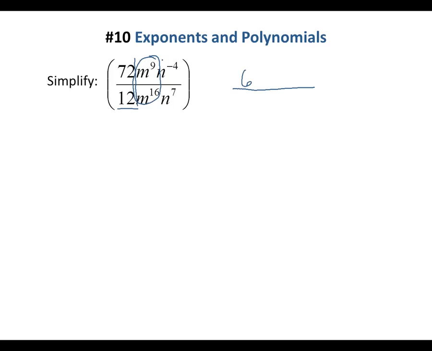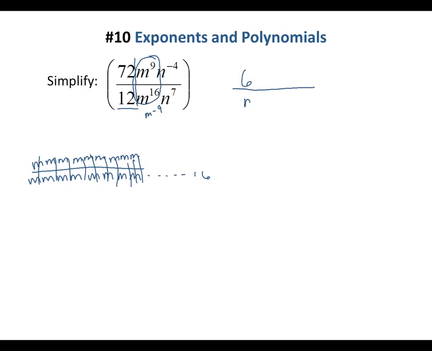Exponents and polynomials. All right. Anybody have any idea where we should start here? Yeah, you should start with the coefficients, shouldn't you? You have 72 divided by 12. What is 72 divided by 12? 6. Is that 6 going to be on the top of the fraction or the bottom? It's the top because it is 6 over 1. It's a whole number 6.